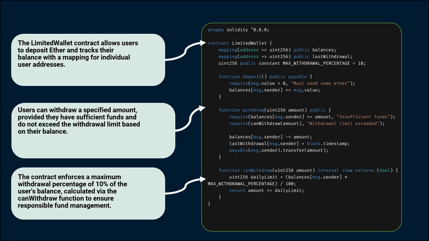The deposit function allows users to contribute funds to their balance, ensuring that any deposits must be greater than 0. The withdraw function, on the other hand, checks if the user has sufficient balance and whether their requested withdrawal amount is within the defined limit through the canWithdraw function. This auxiliary function calculates the maximum amount a user can withdraw based on their current balance and the set percentage limit, providing a safeguard against accidental overspending. Through these mechanisms, we ensure that users can efficiently manage their funds while adhering to secure withdrawal practices, creating a safer financial environment within the digital wallet context.